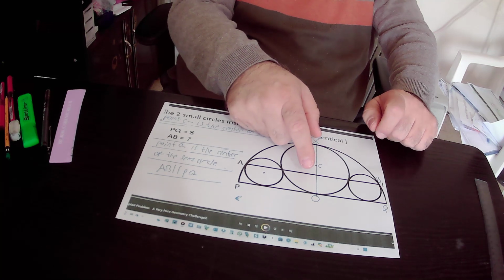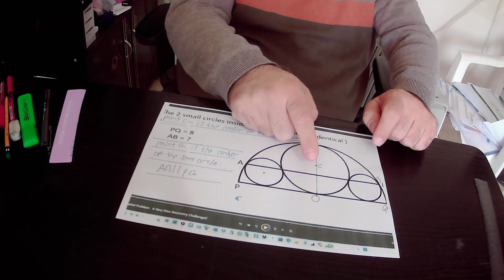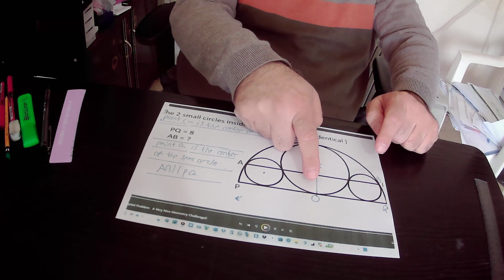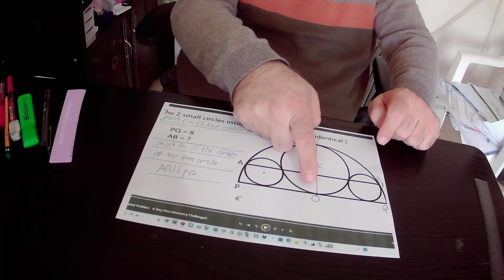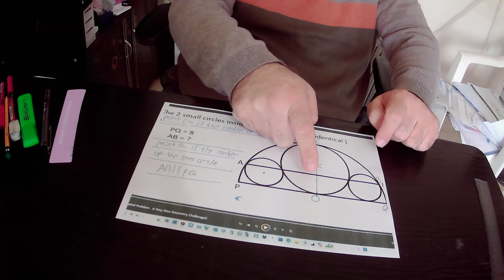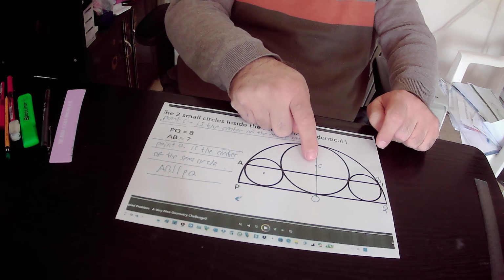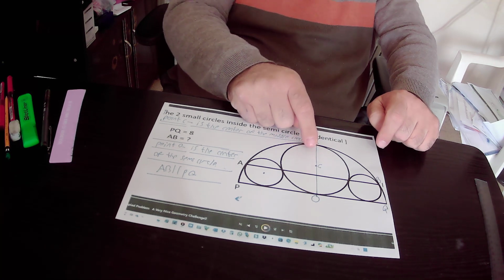The middle circle is tangent to the semicircle at point O, and point O is the center of the semicircle, and point C is the center of the middle circle.